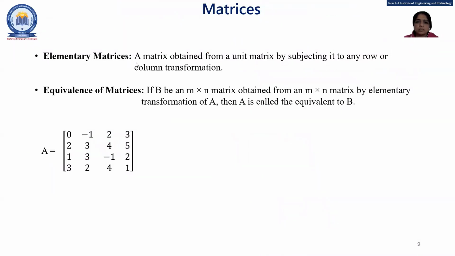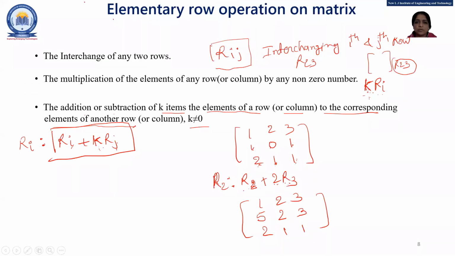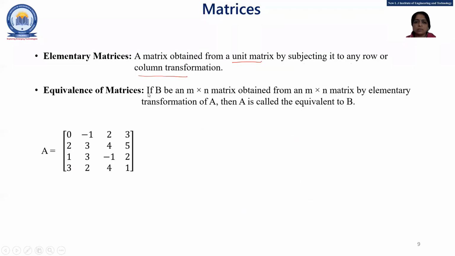Now, elementary matrices. A matrix obtained from a unit matrix by subjecting it to any row or column transformation. So if we have any unit matrix, and by the operation of this kind of elementary row operation or column operation, we get any other matrix, that is an elementary matrix.